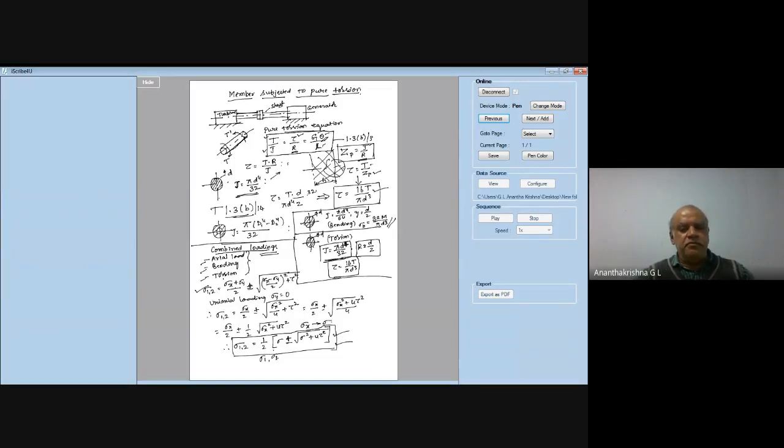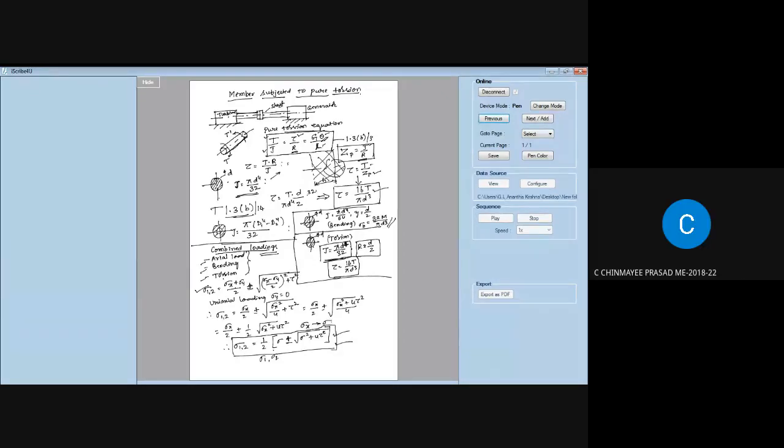Okay. Come to torsion. What did we learn there? What is the pure torsion equation? T by J is equal to tau by R is equal to G theta by L.